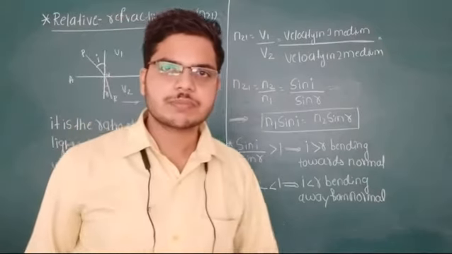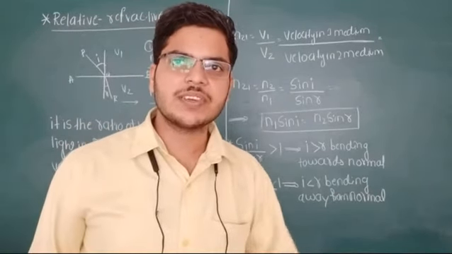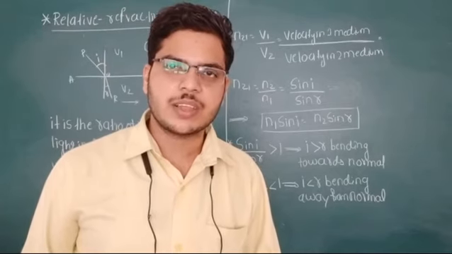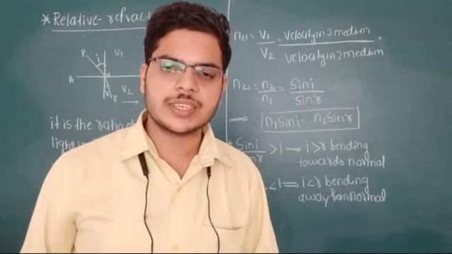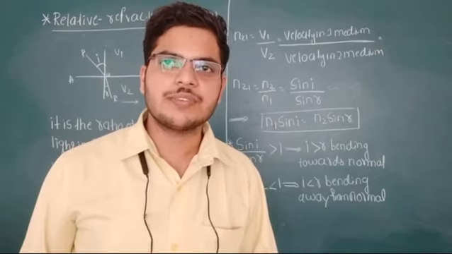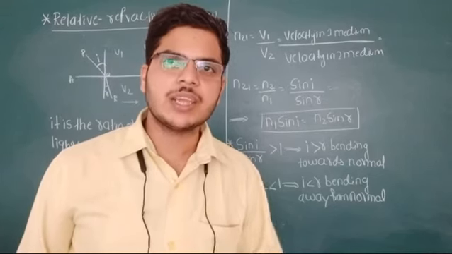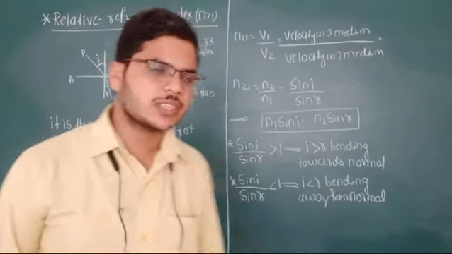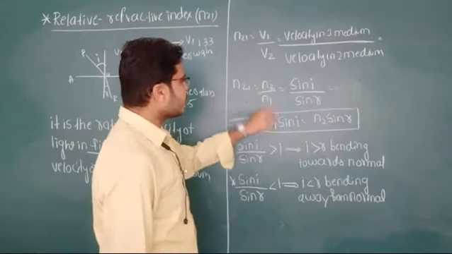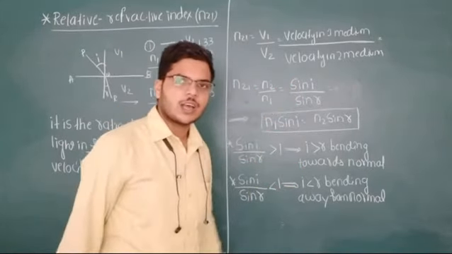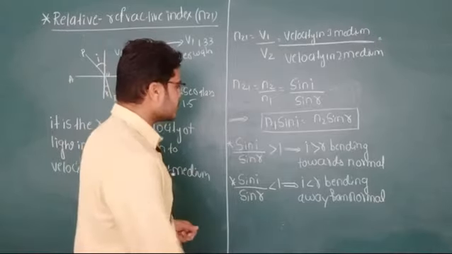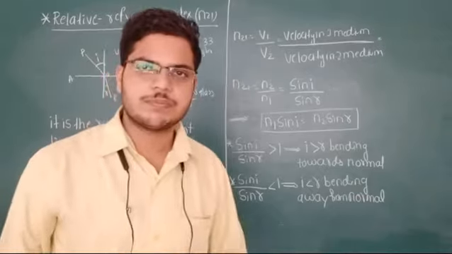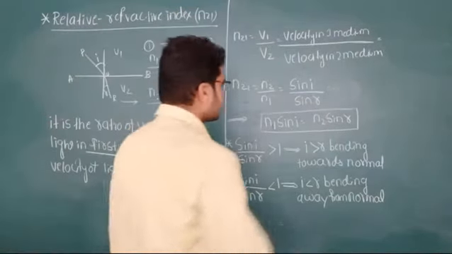What is I? I is nothing but the angle of incidence. What is R? The angle of refraction. By knowing the angle of incidence and the angle of refraction, we can calculate the relative refractive index of the second medium compared with the first medium. Therefore, N2 by N1 is equal to sin I by sin R. By cross multiplying, we can write N1 sin I is equal to N2 sin R. Is it clear?